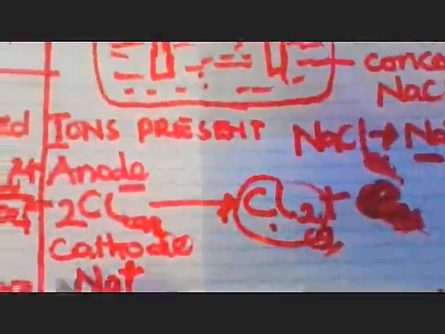Now at our anode, we are seeing that we have the chloride ions. Chloride ions are being discharged to form the chlorine gas plus the electrons. So we have electrons, plus our chlorine gas. Now the electrons which we have lost here, we can balance by putting the 2 here to make the thing clear.